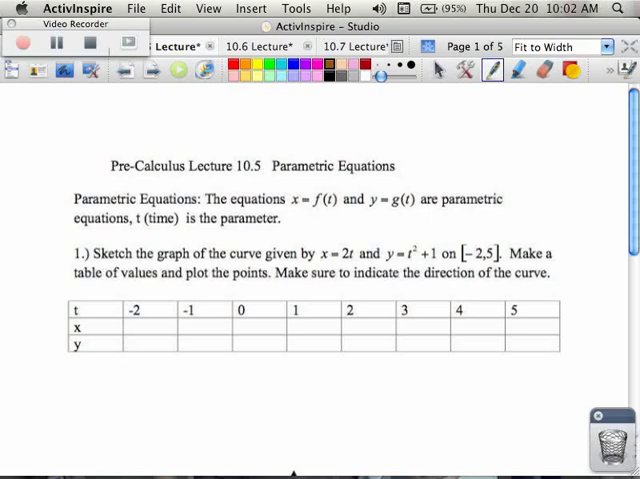So in 10.5, parametric equations, most of the things that we've talked about up to this point have talked about x and y coordinates. You could look at a parabola, graph it, know that maybe y equals x squared, you have the point (1,1) or (2,4) or (3,9). In parametric equations, they add an extra piece of information. Usually, it's a time component, and the parameter is t, which stands for time.